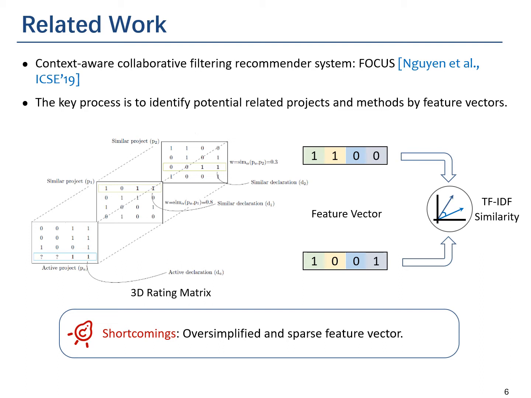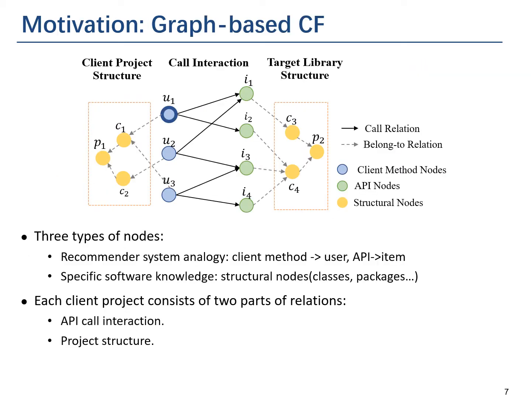However, FOCUS only uses a one-hot sparse feature vector and the TF-IDF similarity measure, which is oversimplified and unable to capture holistic relations. In this paper, we formulate this problem in terms of graph-based collaborative filtering.